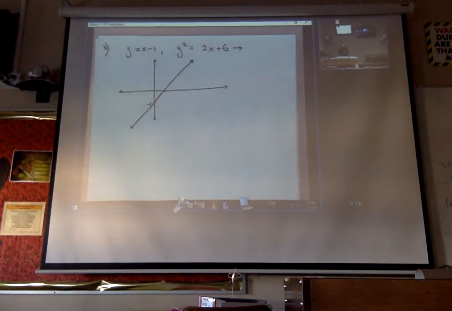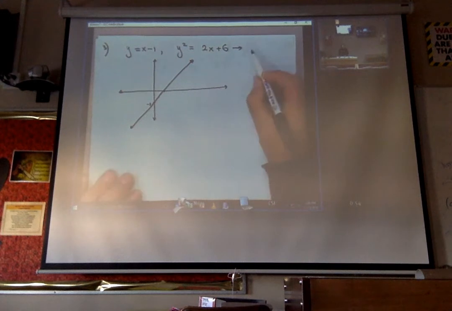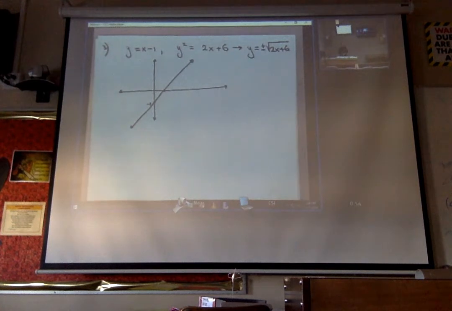Well, what do we do? The easiest way to graph this, remember, your calculator can only handle y equals, right? So I'm going to take the square root, but don't forget to put plus or minus. So we'll have y equals plus or minus the square root of 2x plus 6. And now you can put them into your calculator.